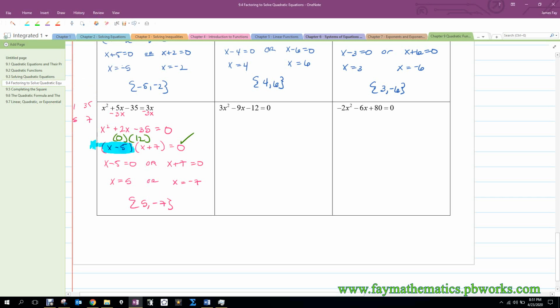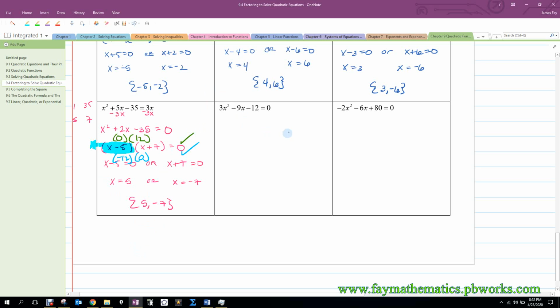If I plug negative 7 in, I get negative 7 minus 5 gives me negative 12. When I plug negative 7 in here, negative 7 plus 7 gives me 0. What's negative 12 times 0? 0. So that's kind of what's going on in that zero product property that is allowing us to generate these answers.